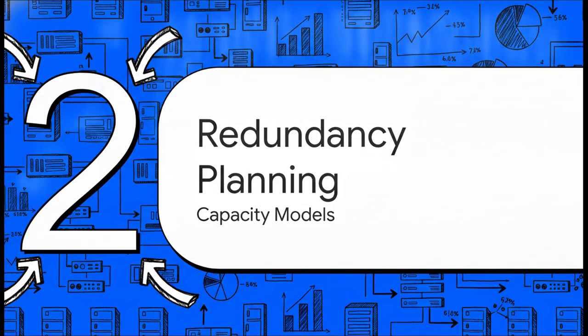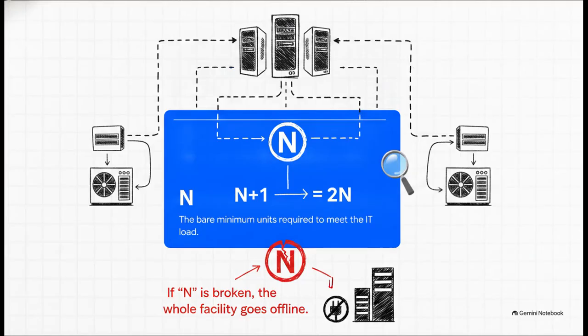Moving right along to Section 2, Redundancy Capacity Planning. Let's unpack these capacity models. So how exactly do we plan for those backups? It all starts with one letter, N. N is the bare minimum number of units required to meet your IT load. Honestly, understanding N is the absolutely crucial point for capacity planning because everything else, whether we're talking N+1 or 2N, is simply a mathematical expression of your spare capacity mapped right back to this baseline. If your N is broken, the whole facility goes dark.